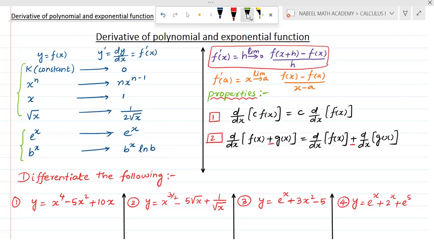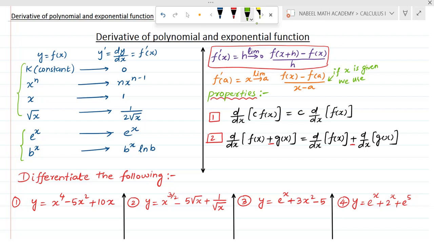And this one you have to use only if the x value is given. If x is given, we will use this rule.